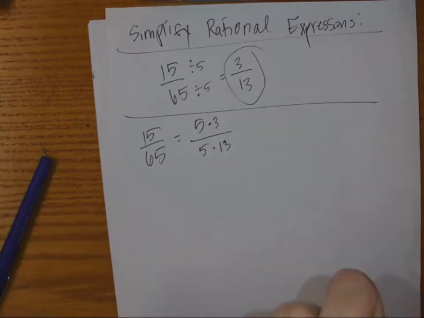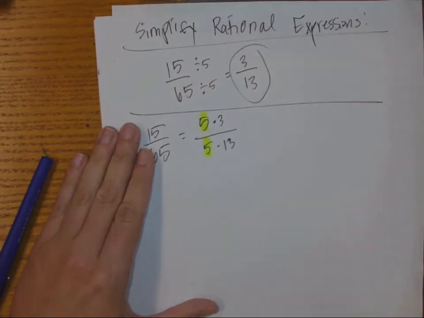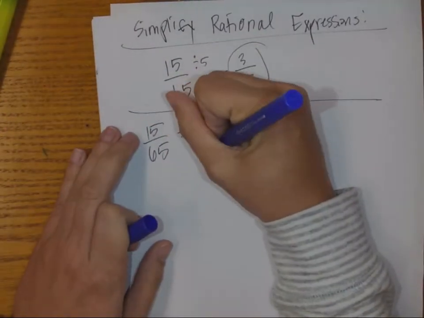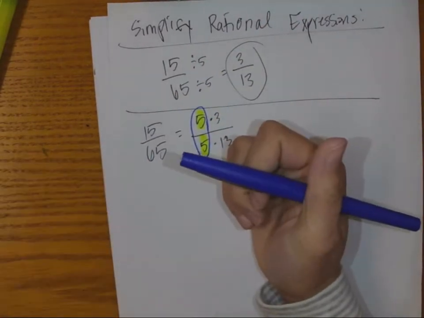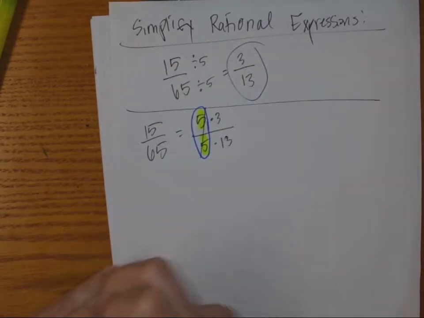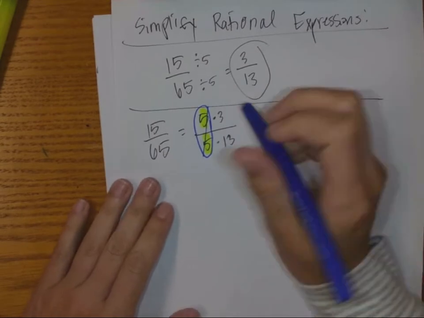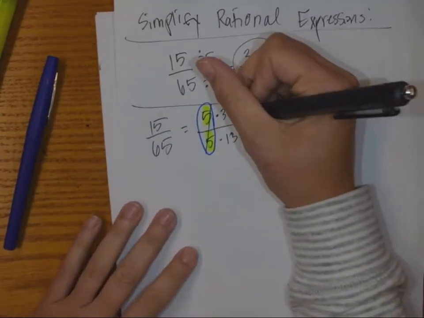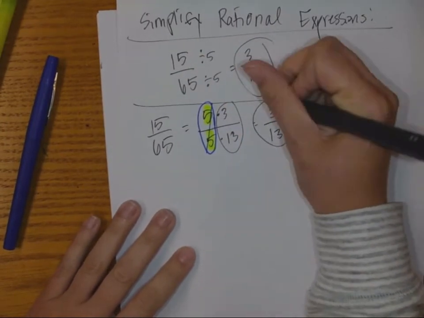And if you'll notice, we have a 5 on top and a 5 on bottom. A 5 on top and a 5 on bottom, those cancel out, those reduce, those divide out, all those terms mean the same exact thing. Basically, 5 divided by 5 is 1. So if you have something that's exactly the same on top with something that's exactly the same on bottom, you can cancel them out. Technically, they're dividing out. And what is left is our answer of 3 over 13.